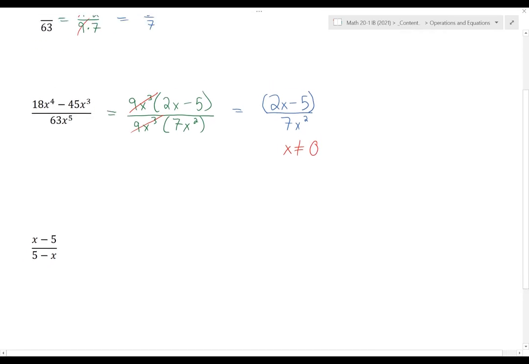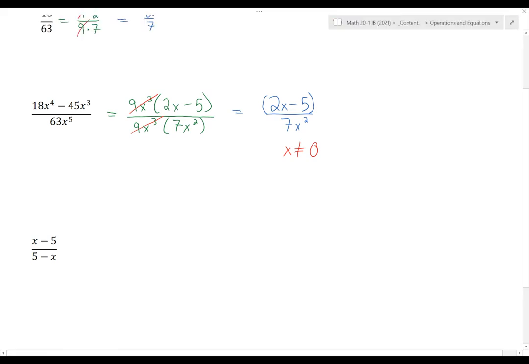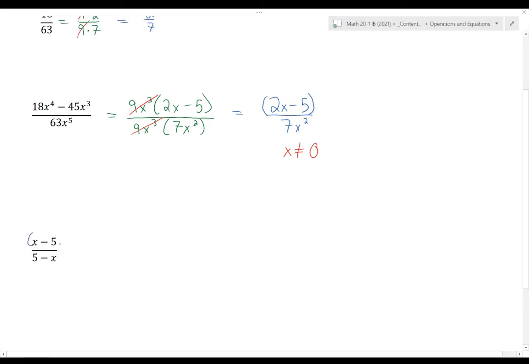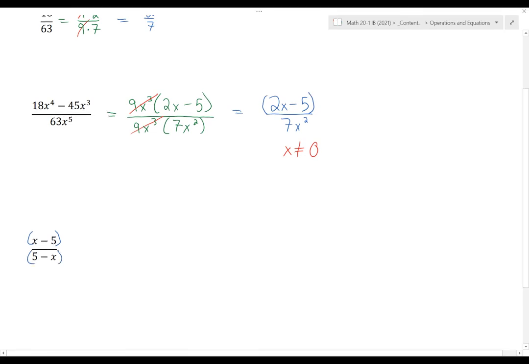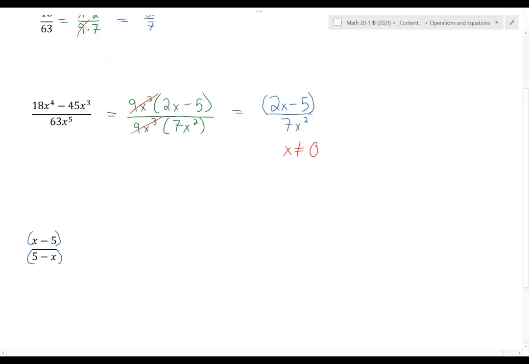If I look at this next example, it doesn't immediately look like I have common factors. I just said if I have something like x minus 5, that is a single factor, and 5 minus x is also a single factor, they can't be canceled because they are entire things with that subtraction in there. However, I can factor out a -1 from either one of these. Doesn't really matter which one. I'll go for the denominator.